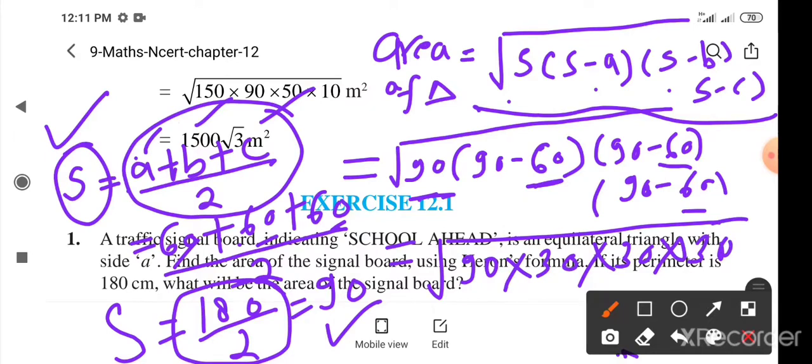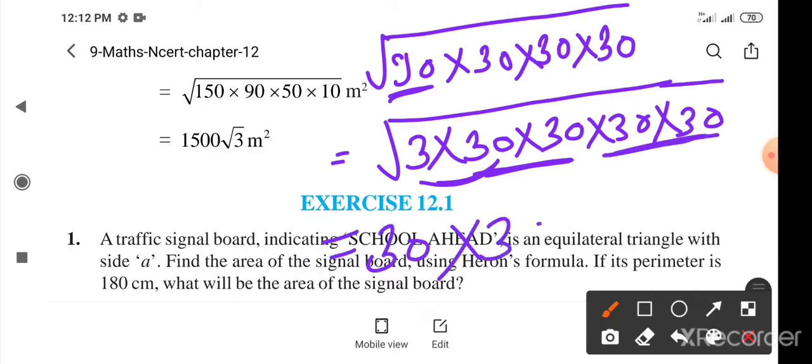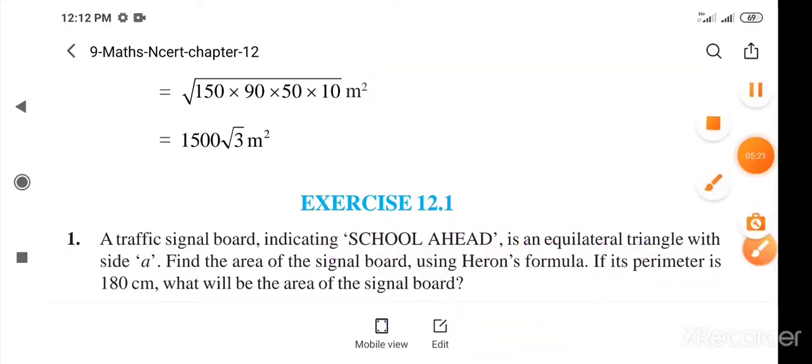Suppose you have to find out the value of this. For that, you can see that I have divided the 90 as 3 into 30. Now you have to find out the square root, so you will take it in pairs. 30 into 30, 30 will come out, into 30 into 30, 30 again will come out, under root 3. So the answer is 900 root 3 centimeter square, and the area will always come in centimeter squares, hence it is the answer. Now moving to the next question.